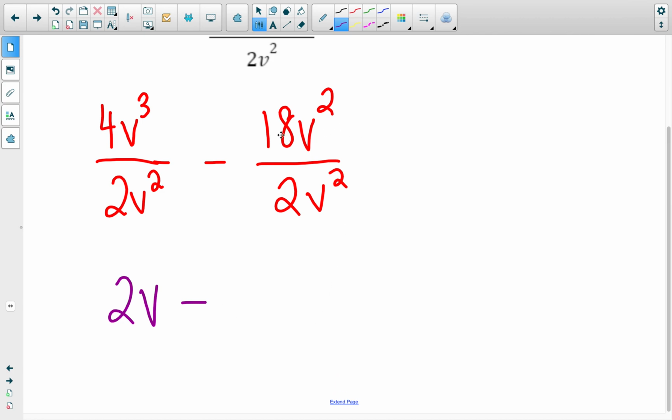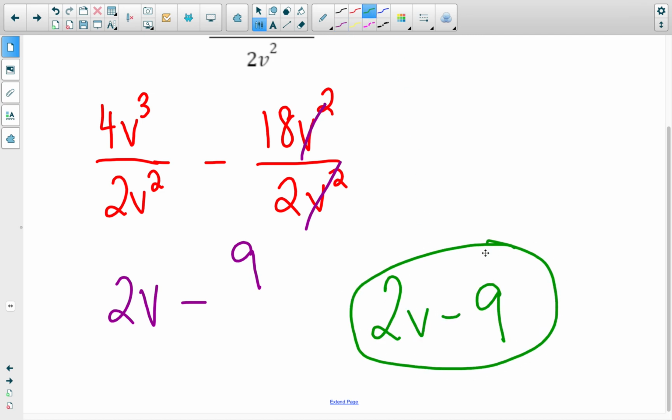Okay, and then now we see 18 over 2. 18 divided by 2 is 9. V squared over v squared, well, those actually just cancel out, and so we're not left with anything in the denominator, so we could just leave that fraction bar off. All right, and our answer looks a little funny, so I'm going to rewrite it like this, 2v minus 9.